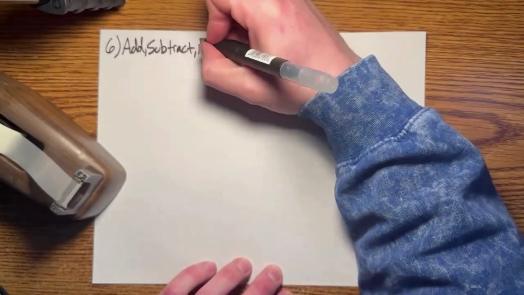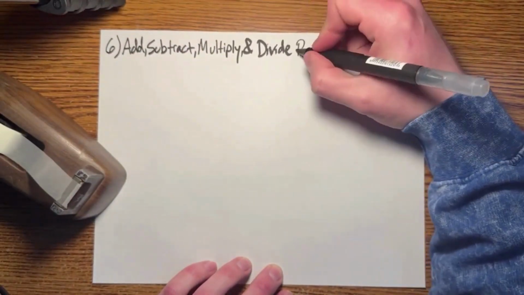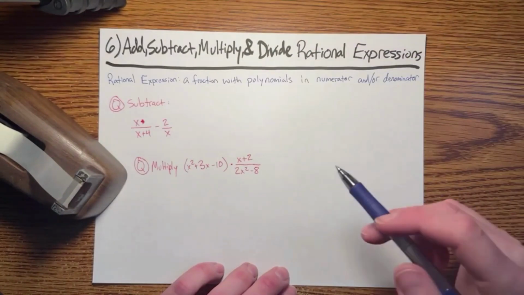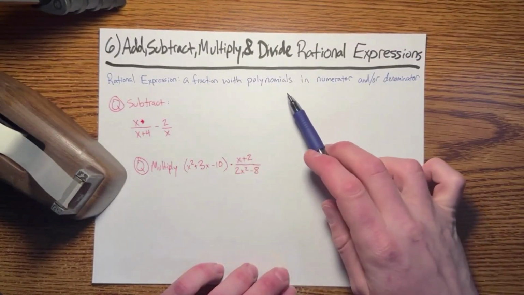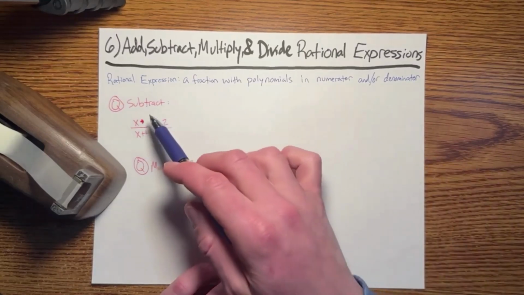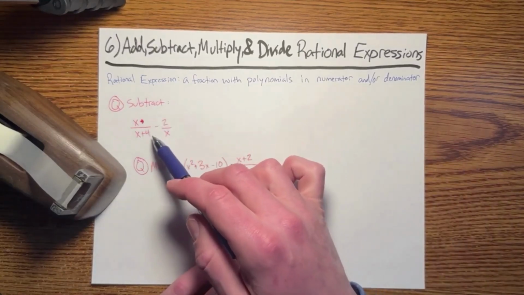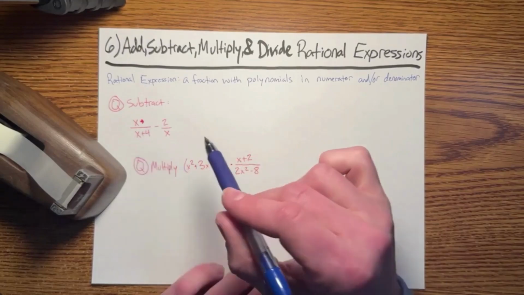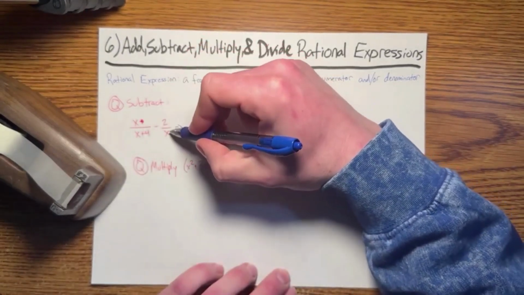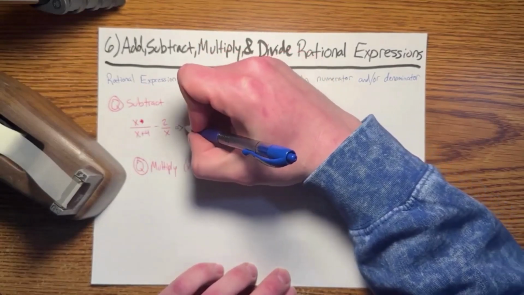Number 6: add, subtract, multiply, and divide rational expressions. A rational expression is basically just a fraction with polynomials in the numerator or denominator. So subtracting or adding, we will need to find a common denominator. To do that, we'll multiply through by 1 in the form of the denominator of the other side. You'll see what I mean.